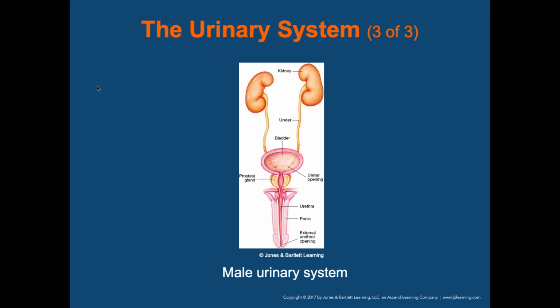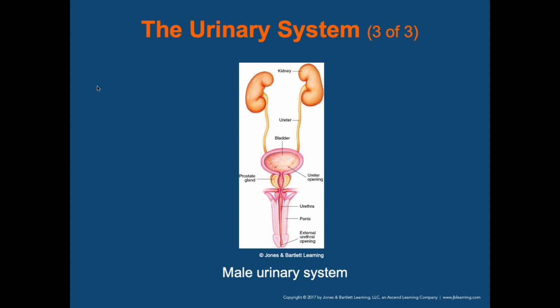When you're ready to urinate, you see the ureter openings there. We start pushing the urine out through the urethra, through the penis, to the external urethral opening, and that's how we can urinate.